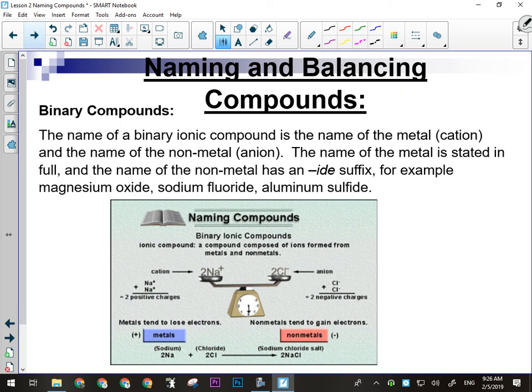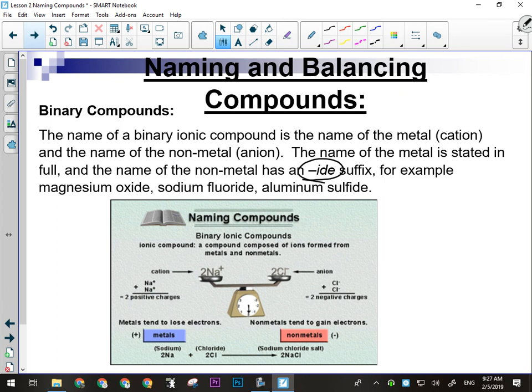The non-metal's ending is always going to be changed to ide. So we don't say sodium chlorine, we say sodium chloride. That tells us that these two things are bonded together. All right, so we would have things like magnesium oxide, sodium fluoride, aluminum sulfide. Those would be simple binary ionic compounds. Okay, everybody all right with that?